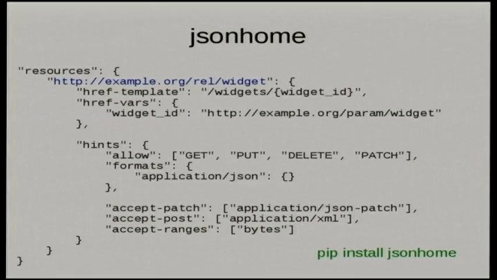So back to this JSON Home. In addition to the href link, everything has hints, and the hints are telling you things like the method, the formats, what you can post with, what you can patch with. And there's a JSON Home library which supports the basics of this, how to construct these documents, how to pull them apart, and query for specific relationships.